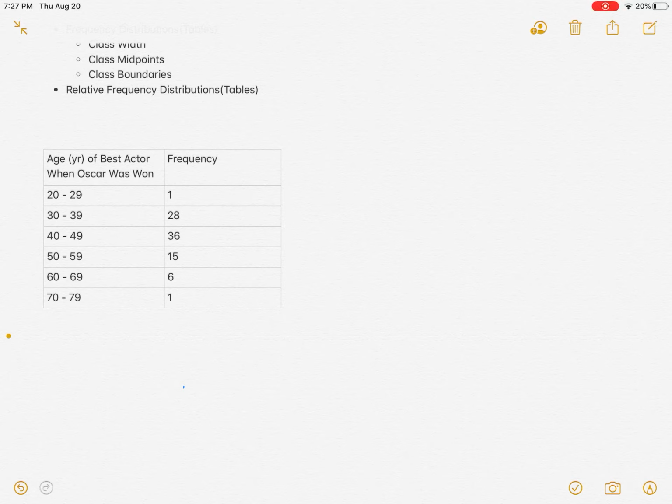So what we want to do is learn about this. My first question to you is, how many people were involved in this? How many people did they keep track of? How many actors did they keep track of? Well, that's easily obtained. So what we want you to know is that these numbers in the frequency are not the data, they're just a count of the data. 28 individuals were between 30 and 39, meaning all 28 could have been 30? Probably not, but spread throughout there somehow.